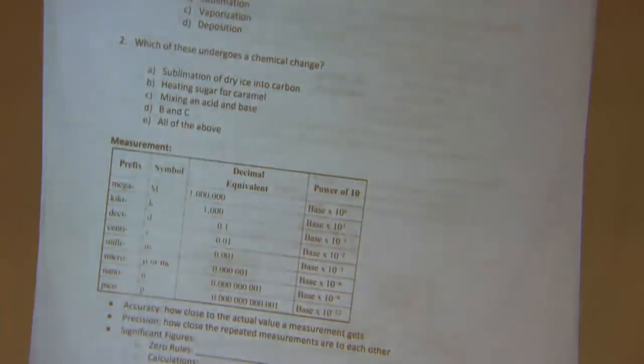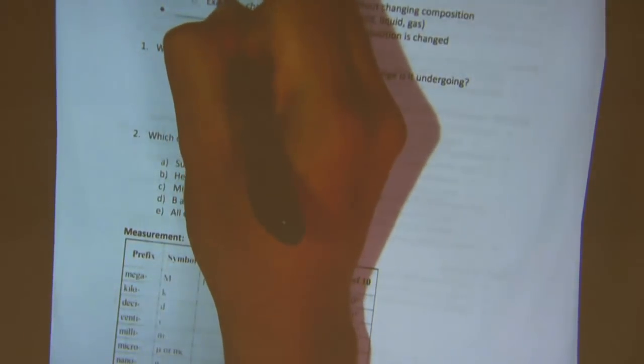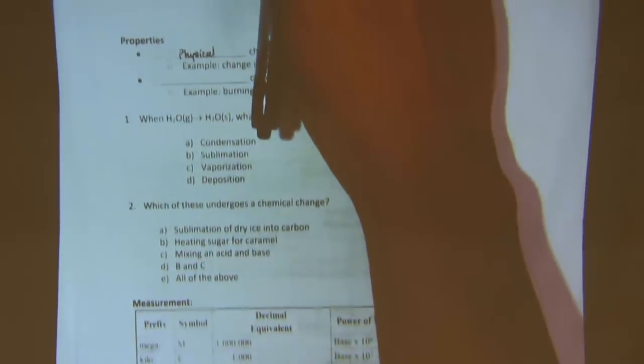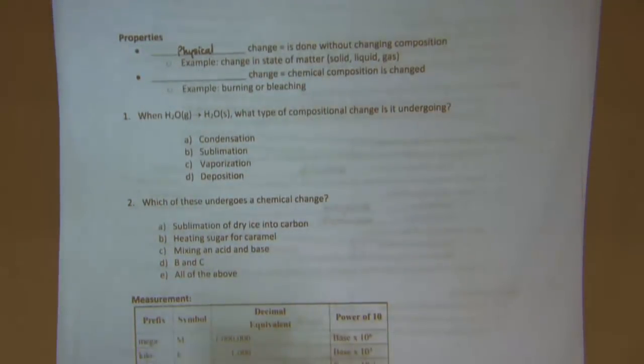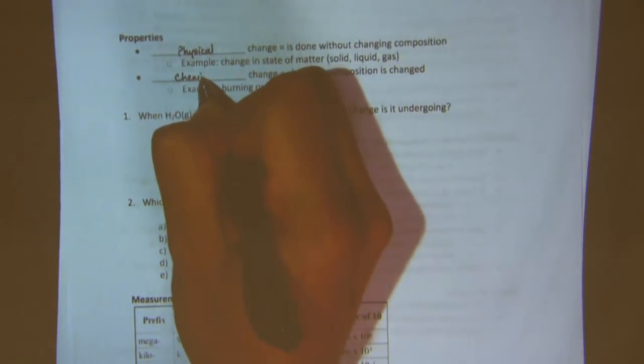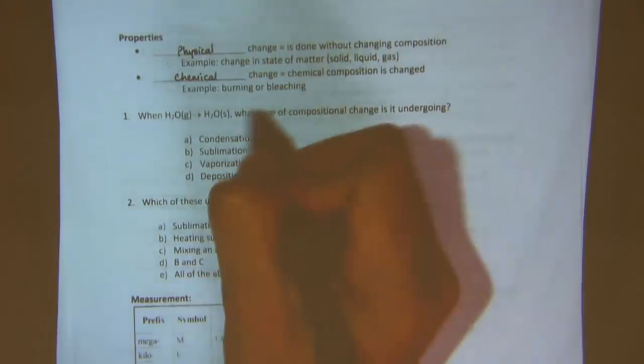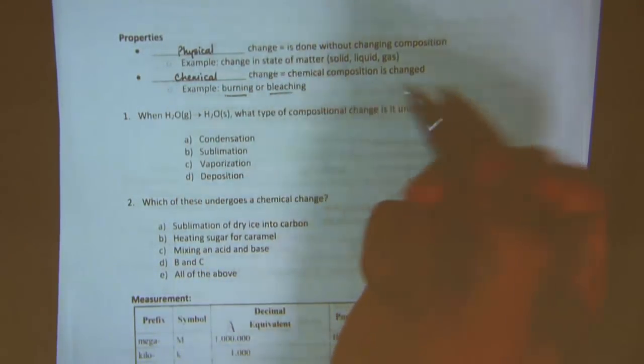So the next page. Properties. So physical changes are done without changing the composition of the particular atom or element. So this would be an example in which we have a change in state from solid, liquid to gas, and then we have chemical changes in which the chemical composition is changed. So examples are burning or bleaching something.